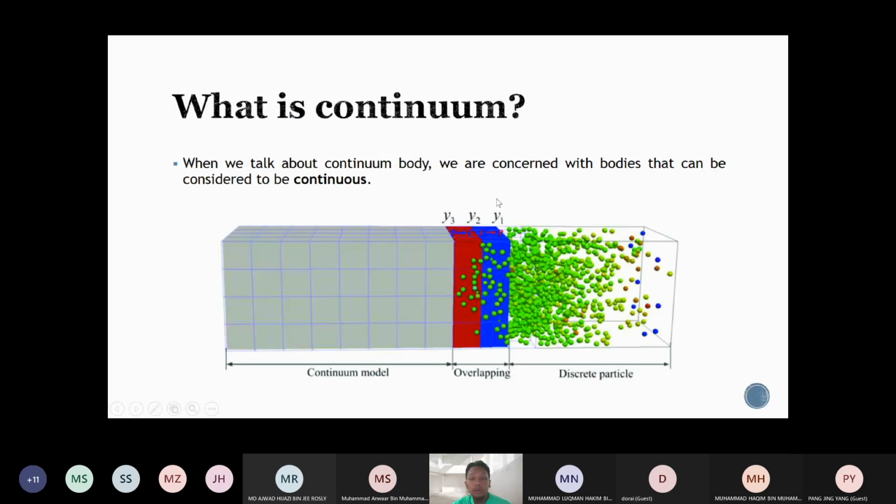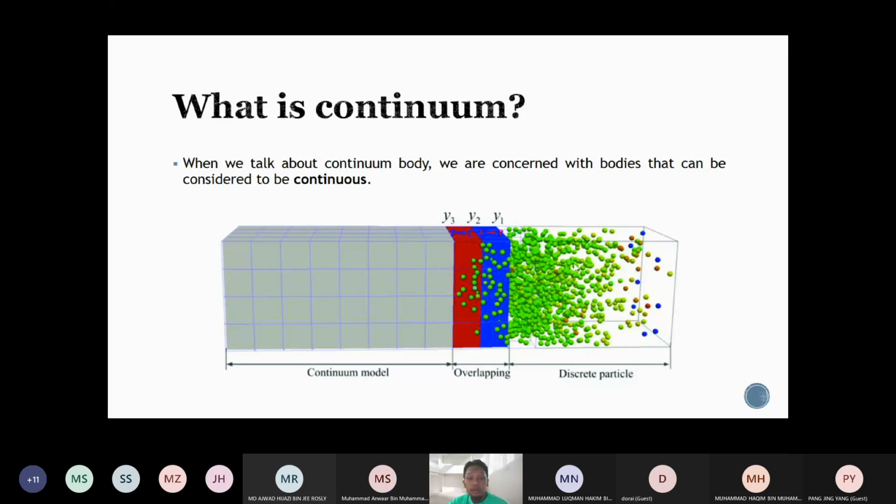Okay, so when we talk about a continuum body, we assume that the body is continuous. Continuous means that if you look at this picture here on the left, the body is continuous. We cannot see any voids or any ruang-ruang rongga within this material. But if we zoom in on the material, maybe using a microscope, then we can see that actually the material is made up of a lot of particles yang interacted with each other.